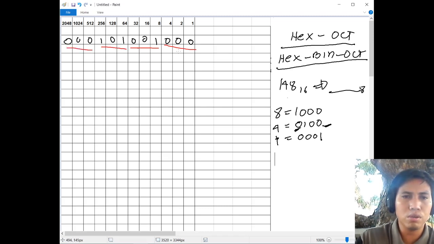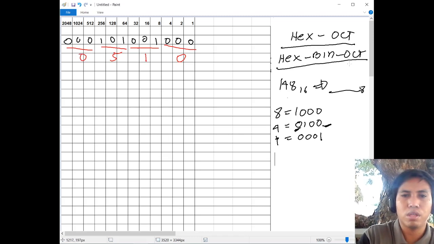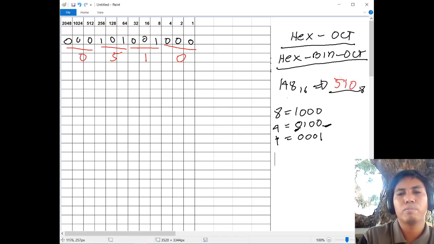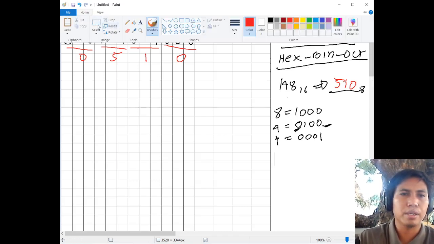So 0, 0, 0 is actually 0. 0, 0, 1 is 1, and then 1, 0, 1 is 5, and then this is 0. So the value of 148 is 510 base of 8. And that's it. Okay, next.